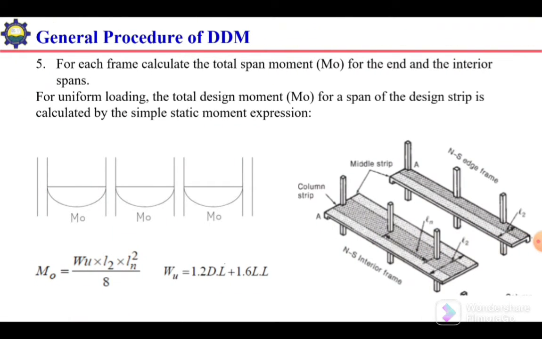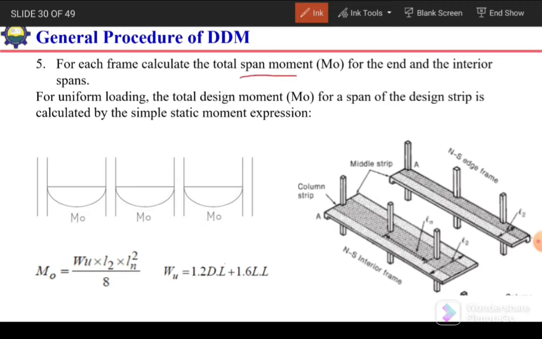Okay, the fifth step is, for each frame, calculate the total span moment M0. So we need to calculate the total span moment M0 for the end span as well as the interior span. So this is end span, these are the interior span. For each frame and for each span, we need to calculate this moment M0.